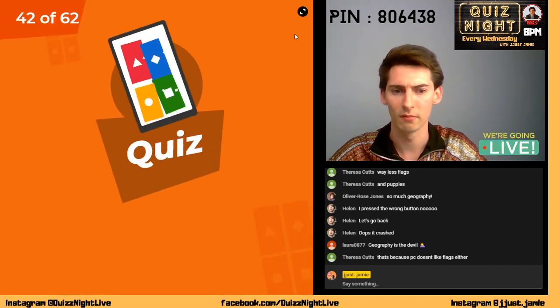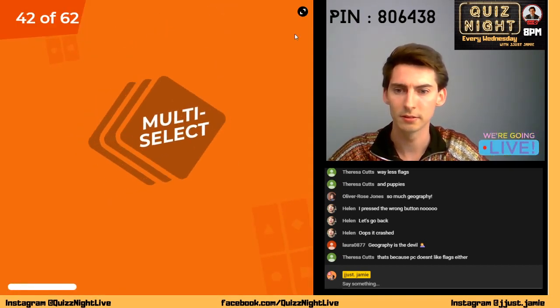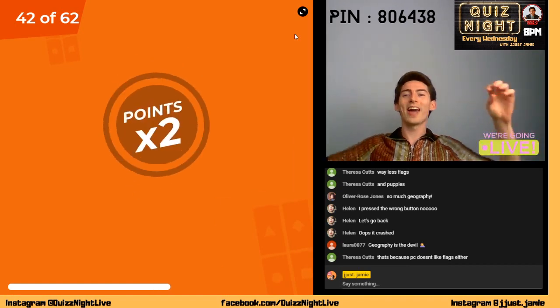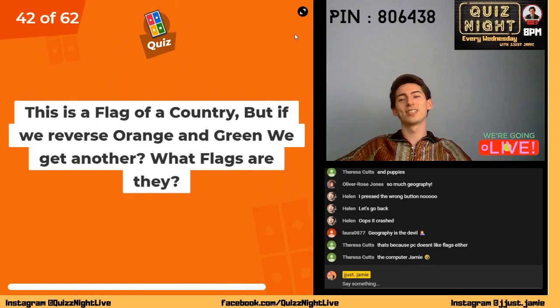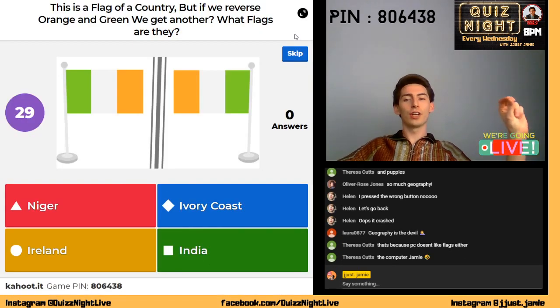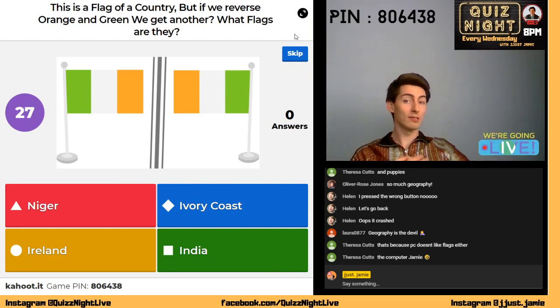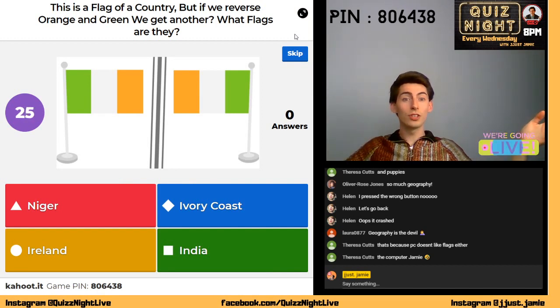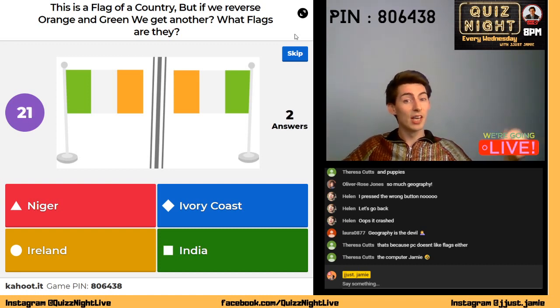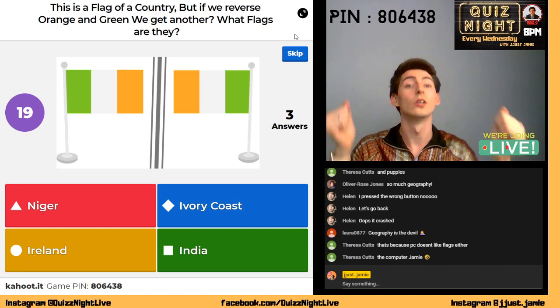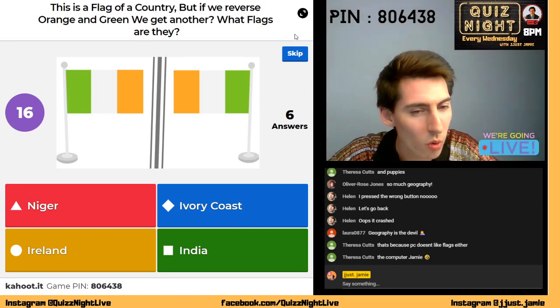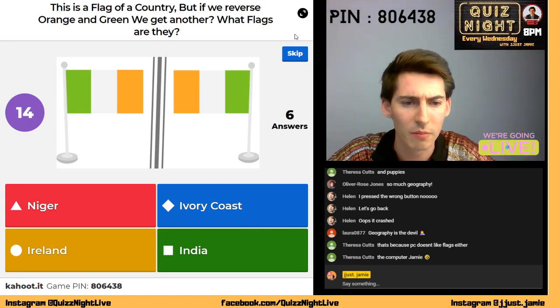Okay, next question. Multi-select. Okay, double points. This gets exciting. This is the flag of a... But if we flip it in reverse, what country do we get? So basically, what I'm saying here is there are two flags here from two different countries. Do we know the answers? One is quite straightforward.